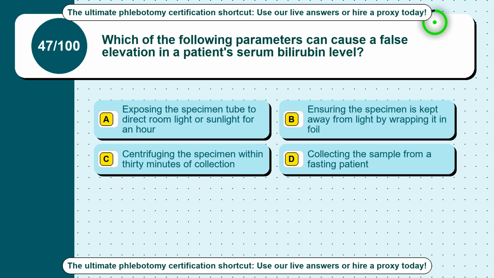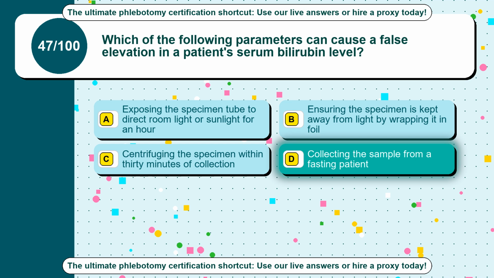Question 47. Which of the following parameters can cause a false elevation in a patient's serum bilirubin level? Option A. Exposing the specimen tube to direct room light or sunlight for an hour. Option B. Ensuring the specimen is kept away from light by wrapping it in foil. Option C. Centrifuging the specimen within 30 minutes of collection. Option D. Collecting the sample from a fasting patient.